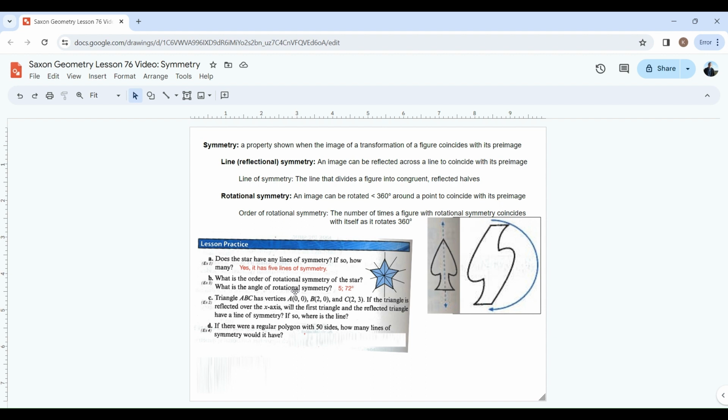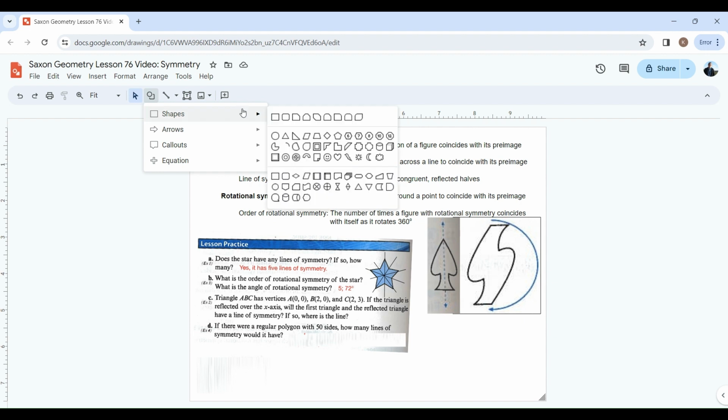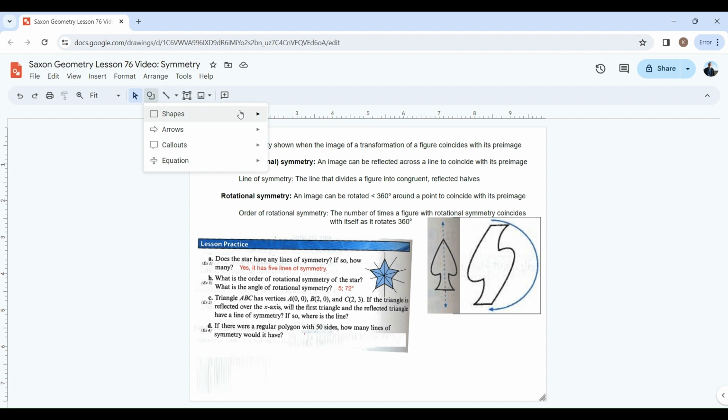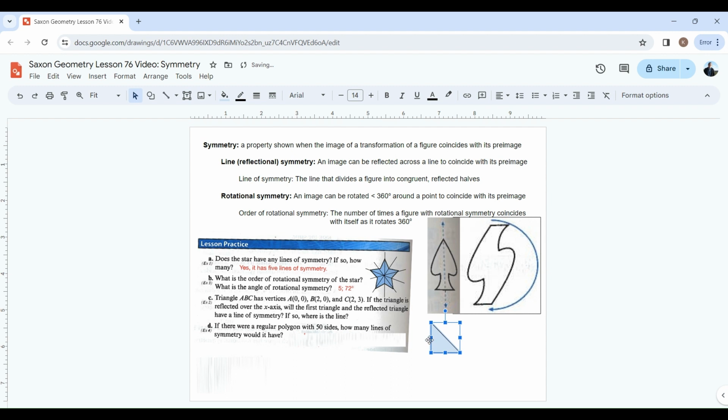Triangle ABC has vertices at (0, 0), (2, 0), and (2, 3). If the triangle is reflected over the x-axis, will the first triangle and the reflected triangle have a line of symmetry? If so, where's the line? Okay, so let's see what they're talking about here. We're going to take a triangle, and if I think about these points, (0, 0), (2, 0), and (2, 3), this is going to be a right triangle with one vertex at (0, 0), another vertex at (2, 0), and this vertex is at (2, 3). So it's going to look kind of like this.